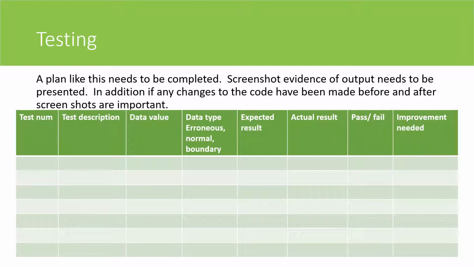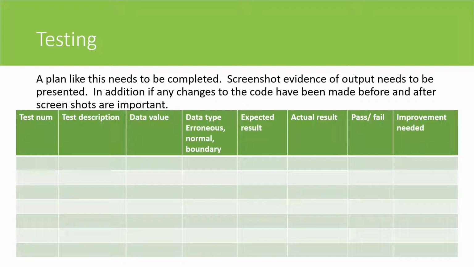For the testing, a plan like this needs to be completed. Screenshot evidence of the output also needs to be presented. In addition, if any changes to the code have been made, it's really useful to have before and after screenshots. So the table consists of the test number. This allows us to refer to the screenshot evidence, which is put into another table.